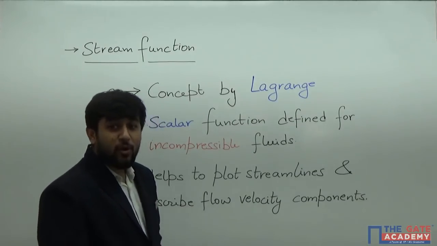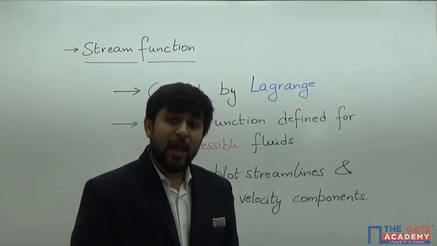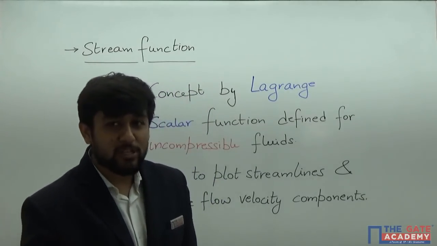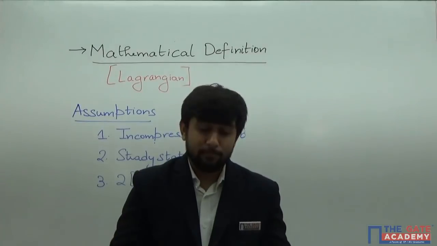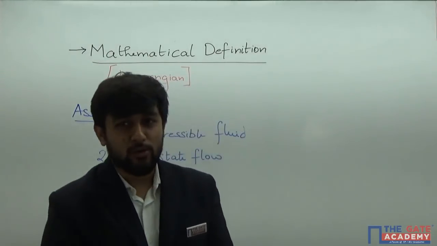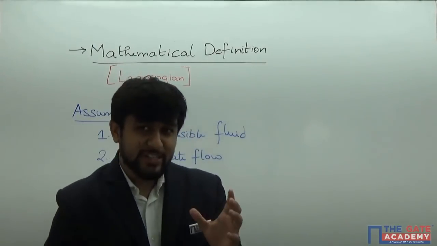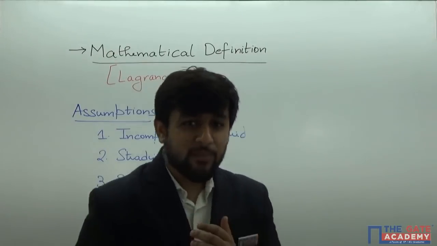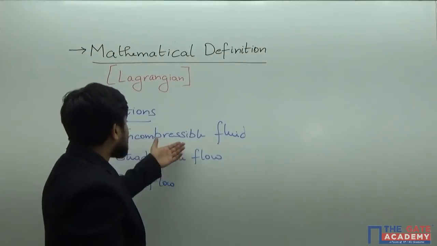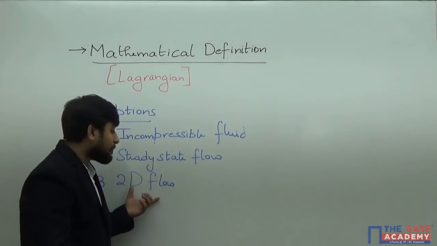So let us first of all see what is the mathematical postulation of the stream function, and later on we will discuss the properties of the stream function. The mathematical definition of the stream function can be obtained from the continuity equation, and we are going to study the case that was considered by Lagrange himself. Okay, so the assumptions are that we have some incompressible fluid which is flowing steadily in a two-dimensional manner.